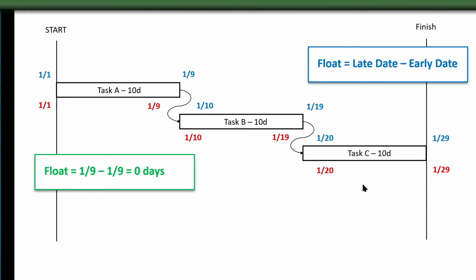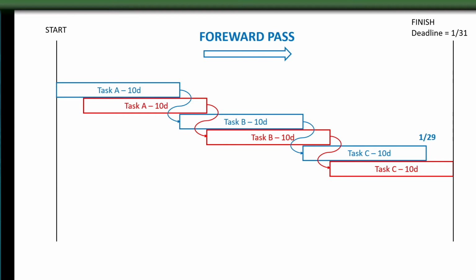So let's look at another example. This example is the same as the prior example in that we have the same 3 tasks, A, B, and C, all 10 days. However, we now have a deadline date of 131. This means I have to complete these 3 tasks by my deadline of 131. We know from the forward pass that the earliest we can finish these tasks is 129. We found that in the last example.